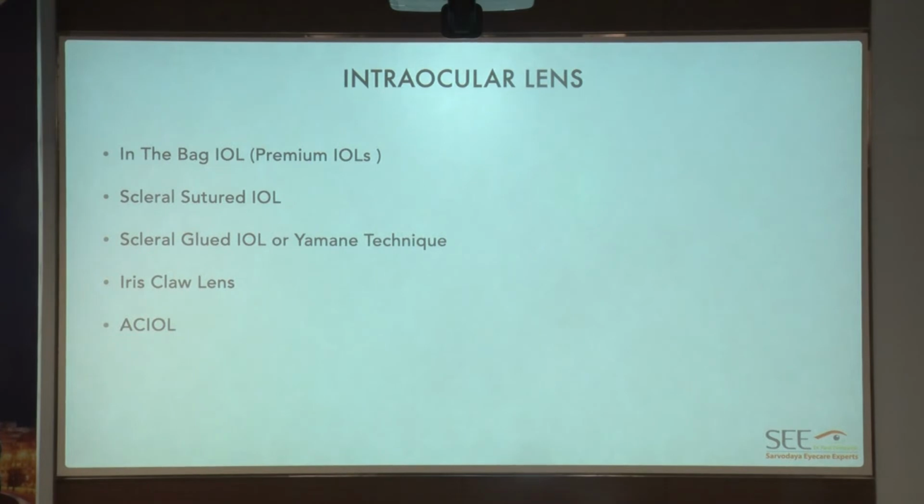Intraocular lens selection. With the types of devices that we have nowadays, it's possible to put an in-the-bag intraocular lens in these patients. Very rarely will you have to resort to a scleral sutured IOL, a glued IOL, a Yamane technique, or an iris claw. ACIOL, I think, nobody is doing nowadays, with the other IOLs that you have available.